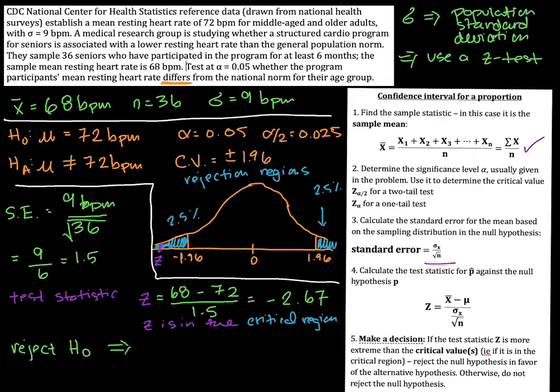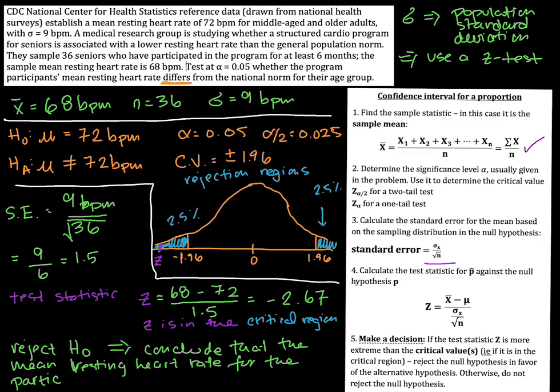So that means that we can conclude that the mean resting heart rate for these seniors, for the participants, like the population that was sampled from, is different than 72 beats per minute.